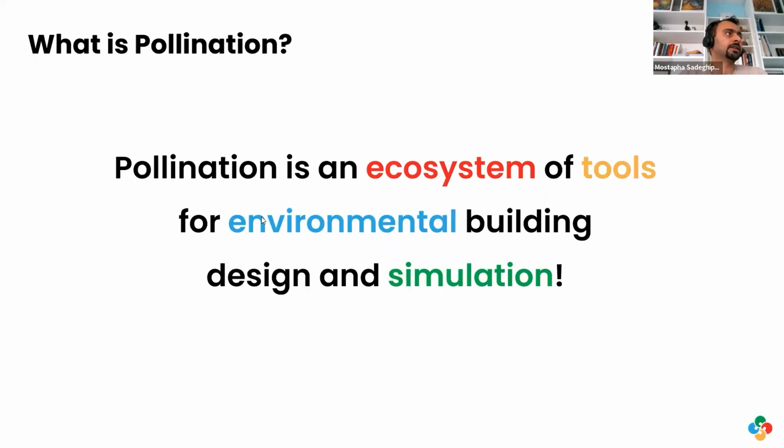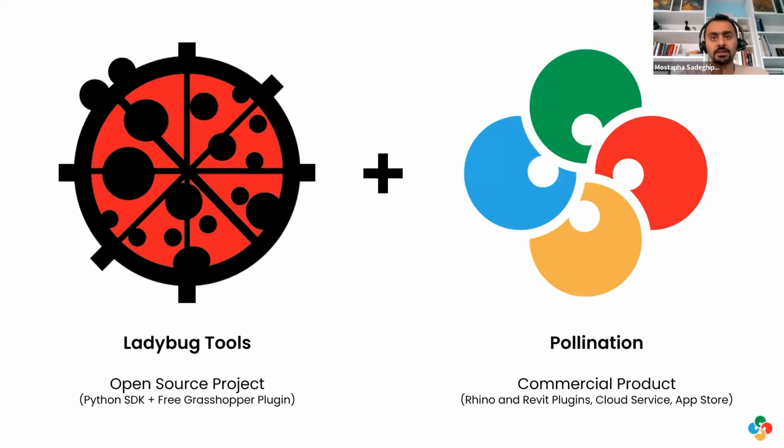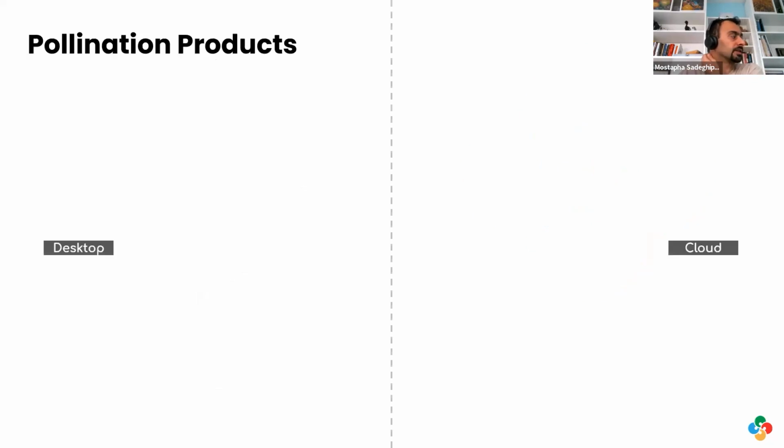Pollination is an ecosystem of tools for environmental building design and simulation. It is built and maintained by the same team behind Ladybug Tools, and they are complementary. A lot of Pollination functionality actually comes from Ladybug Tools, which is used under the hood. And now some of the features that we develop for Pollination are going back to Ladybug Tools. If you have seen EPW Map recently, we have an updated, better version that we developed for Pollination apps, and now it's part of Ladybug Tools as an example.